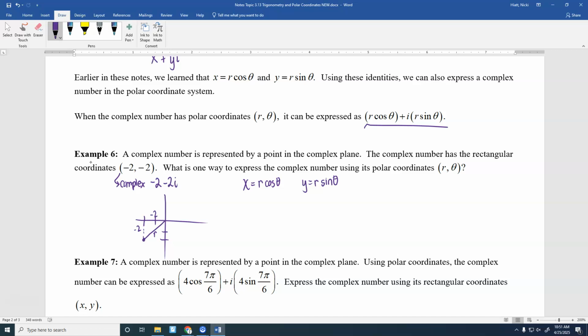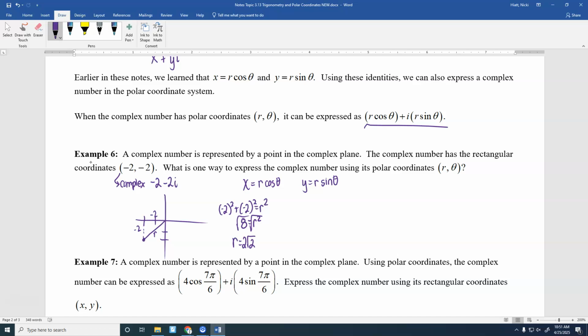Okay. So for that, we need to do Pythagorean theorem. So we got -2 squared plus -2 squared. We really already did this once. That's 8, your radius squared. So you're going to square root both sides. We could simplify that 8 to 2 root 2. So that's our radius.